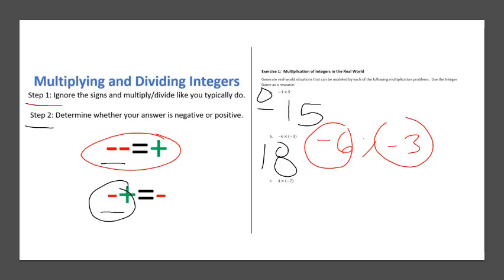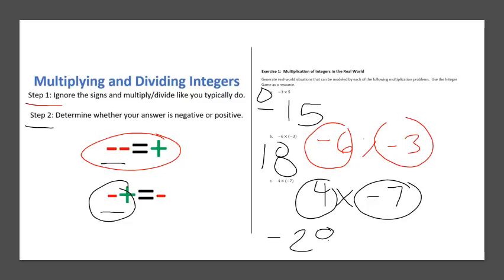Now, I would rewrite this one because it looks confusing with the parentheses. So I'm going to go ahead and rewrite it: 4 times -7. Now look, we're multiplying a positive by a negative, so I know my answer is going to be negative. What is 4 times 7? 28. So I know my answer is going to be negative 28.